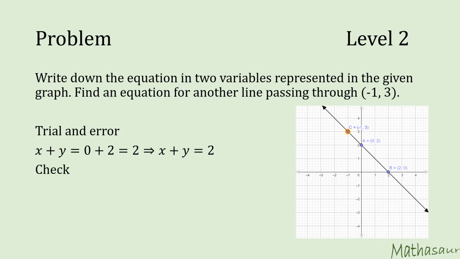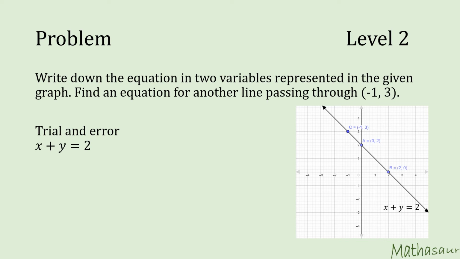Let us see if this equation satisfies the other points. Let us check this with point C, which is minus 1, 3. So if we put these values for x and y, we still get the number 2 on the right hand side. So x plus y equals 2 represents the line shown in this graph. You could check it with point B as well. You would still get a 2. Now we have to find another equation passing through minus 1, 3.